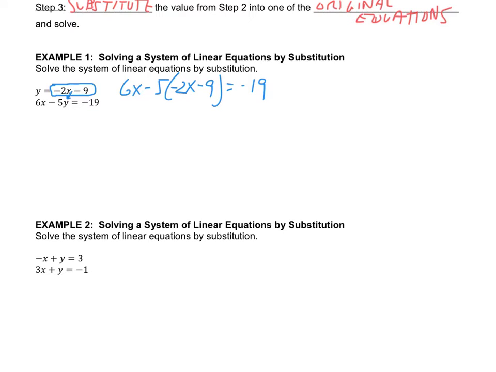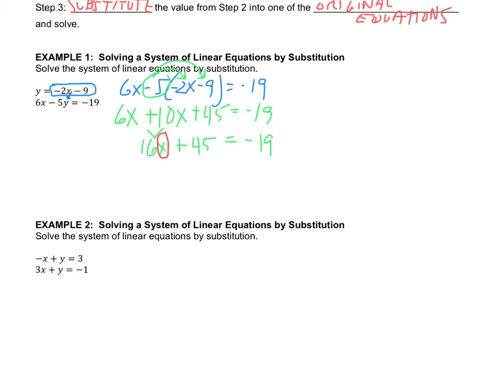So from here, I just solve, and I'm looking to get x all by itself. So again, first step here is remember, think your distributive property first. And remember, this is a negative 5 that we're multiplying on the outside. So I'm going to get 6x plus 10x, and then negative 5 times a negative 9 is plus 45 equals negative 19. Then I still want to continue combining like terms to get 16x plus 45 equals negative 19. Now we're solving for x.